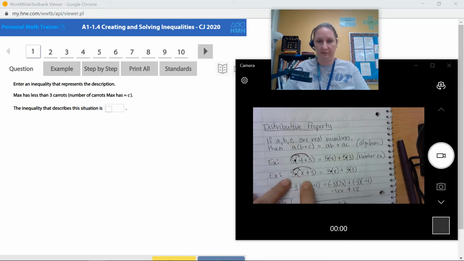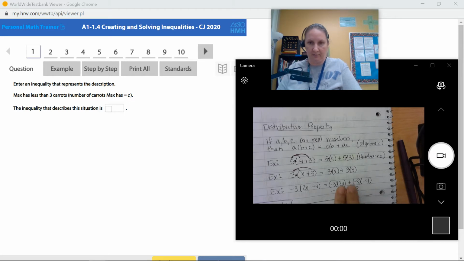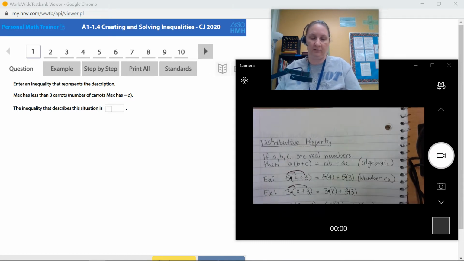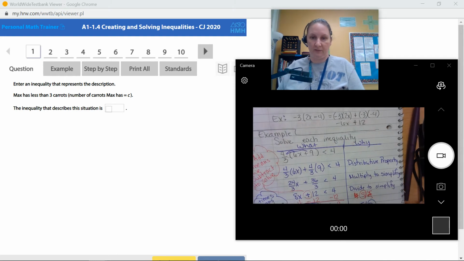3 times x plus 3, 3 times x plus 3 times 3. Negative 3 times 2x and negative 4. Here's where you want to put negatives in parentheses so that negative 3 is distributed inside a parenthesis multiplied by what's inside, and a plus stays between them. And then you multiply them to check, and then change your negative if need be.